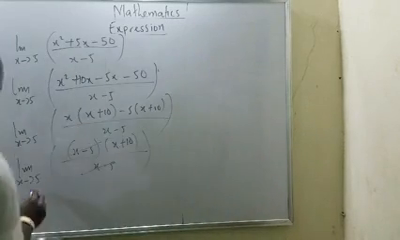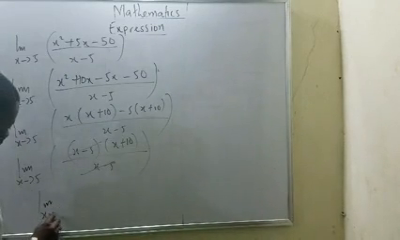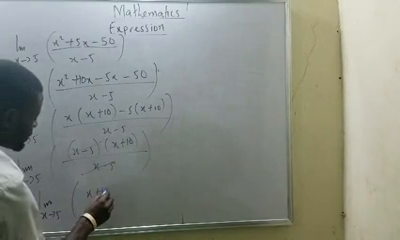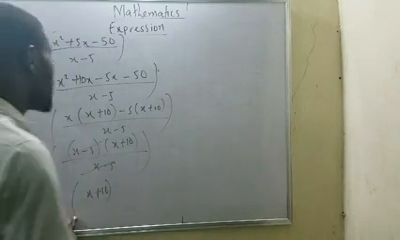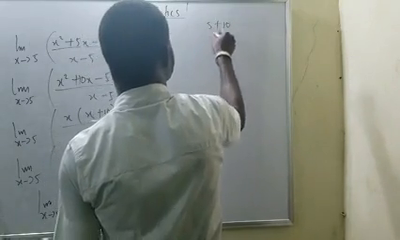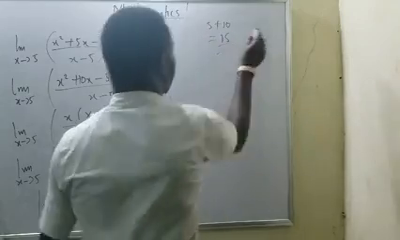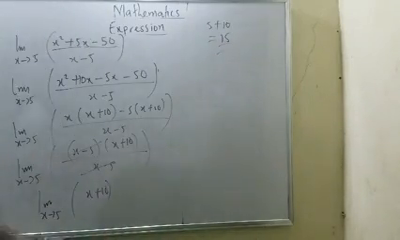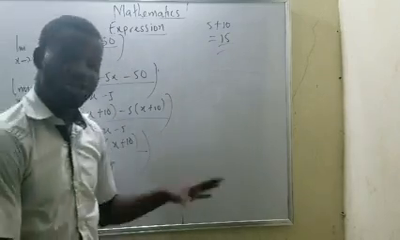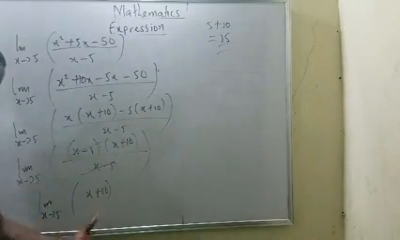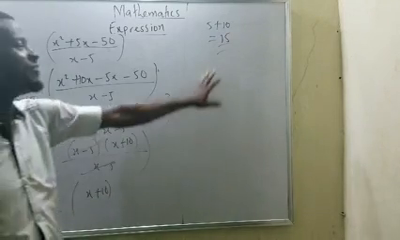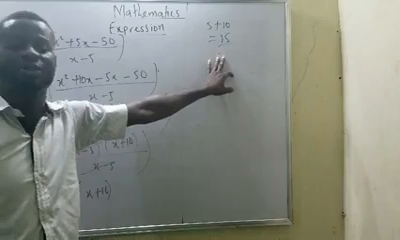Now, it means I can say my limit as x tends to 5 is x plus 10. Now, at this point, I can remove the limit from my function: 5 plus 10, which is 15. That's the answer. Now, can you see the difference between substituting direct and running into a problem, and reducing it to the minimum, which is to simplify that function and have a very good result?